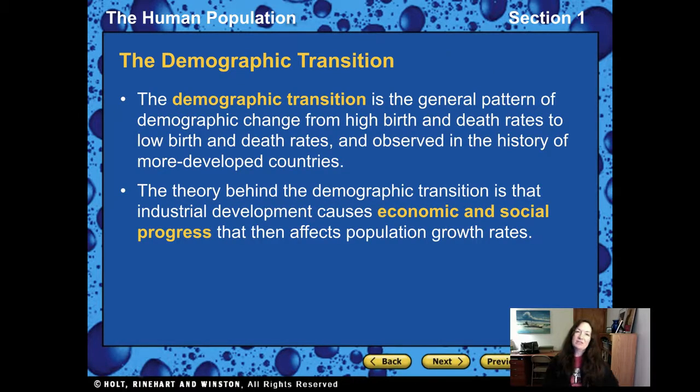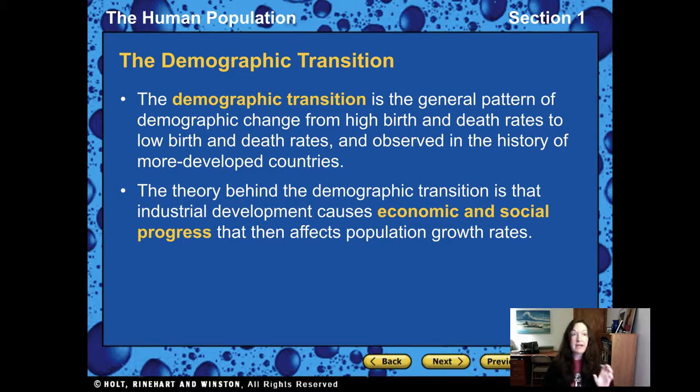All right, and on to our demographic transition. That sounds like a big fancy word, but really, demographic transition just basically means population changing. So demography is the study of populations. Transition, if you think of a transition, it's when things are changing. So it's the change of a population. And all it is showing is a general pattern of change from high birth rates and death rates to low birth rates and death rates. And it goes in 4 different stages.